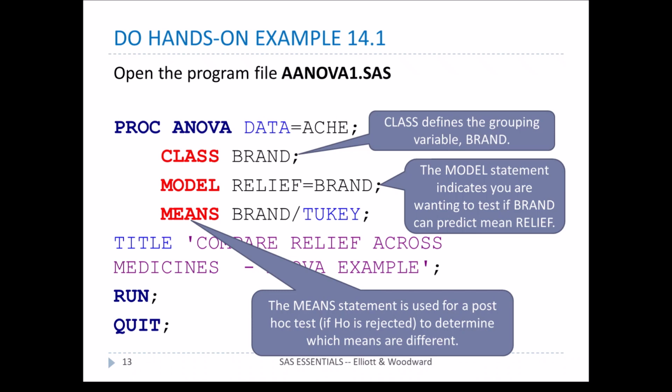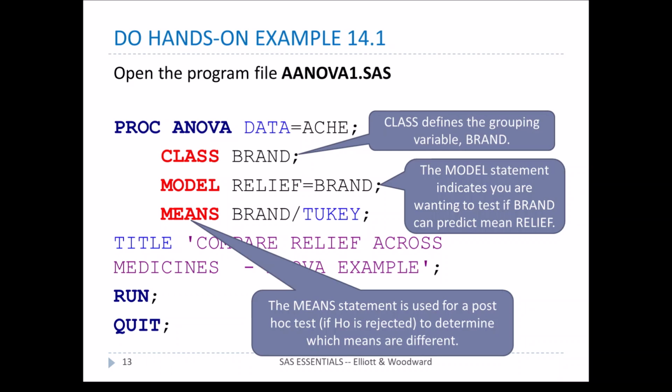All right, so let's look at some examples. This is example 14.1. Open up the file called ANOVA1.sas. In this case, we have PROC ANOVA from some data that we have called ache, toothaches or headaches, I think. And so we specify the class, brand. That's the brand of medicine that's taken to relieve the headache. So it has at least 3 options there.